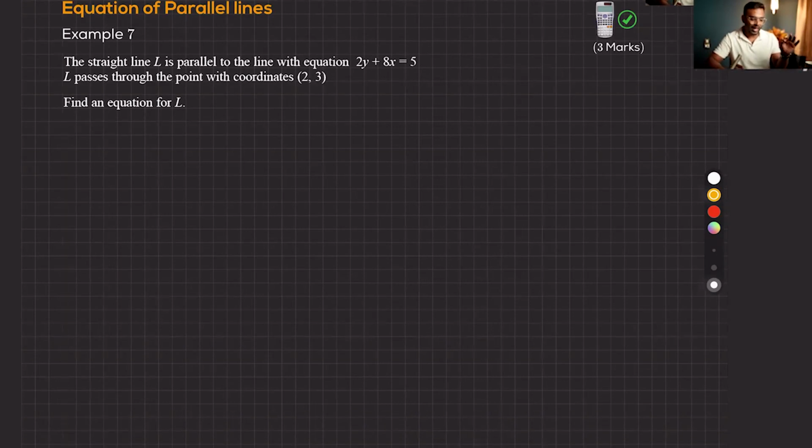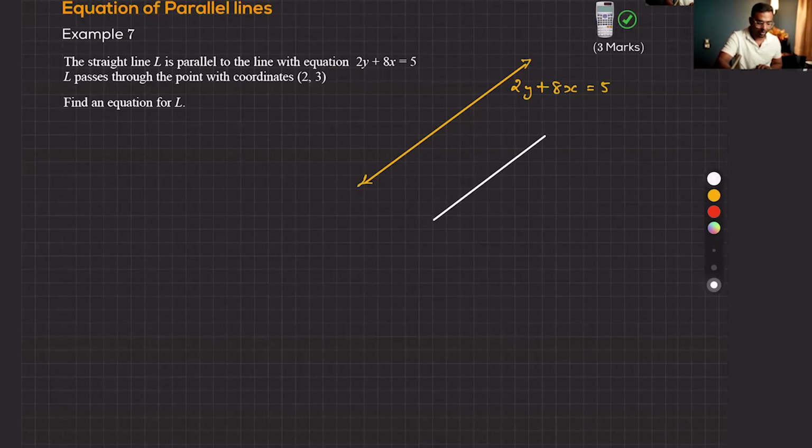So a straight line L is parallel to this line. We do have a line, 2y plus 8x equal to 5. That's one of our lines. And there is another line which is parallel to that one. This is L. L passes through the point (2, 3). Work out the equation of L. What is the gradient of L, everyone?